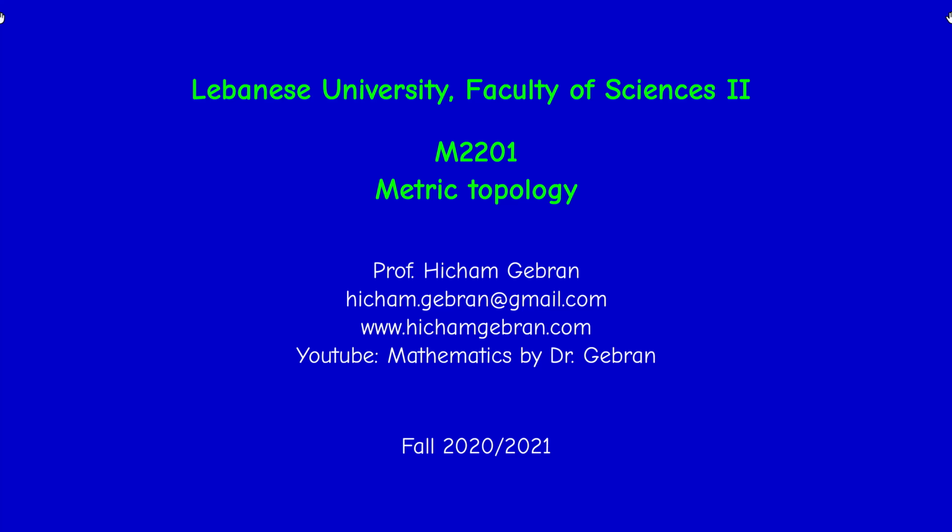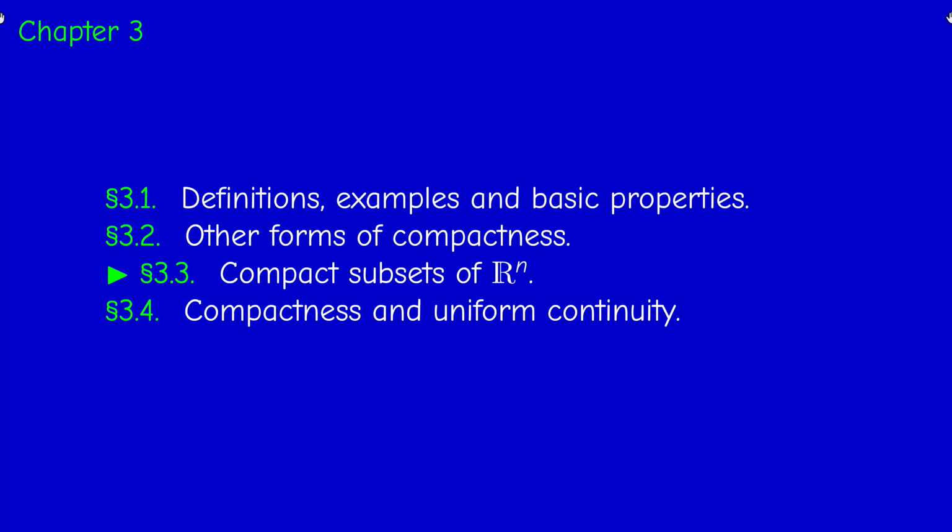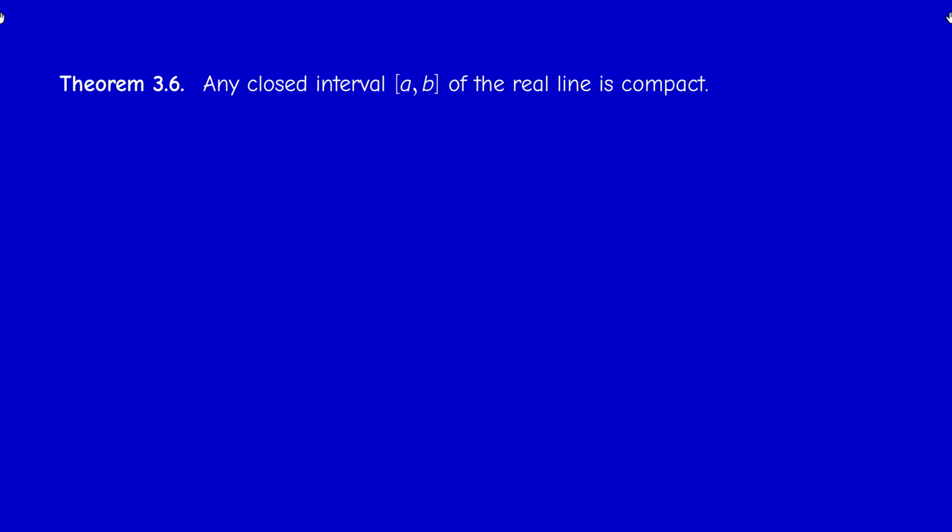Welcome back. We continue our study of chapter 3 and we move to section 3.3 about compact subsets of Rn. So let us first start with the result that I mentioned in the introduction, that any closed interval of the form [a,b] of R is compact. So we have to prove that by going back to the definition, or by using lemma 3.2.